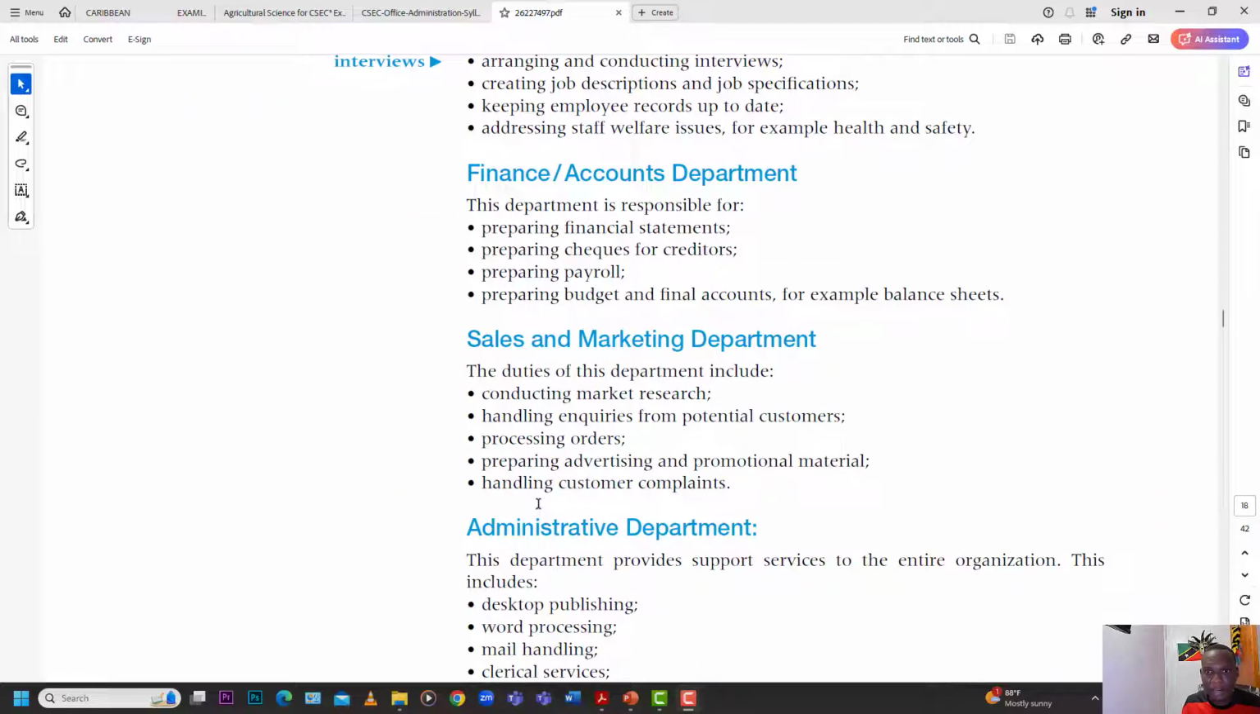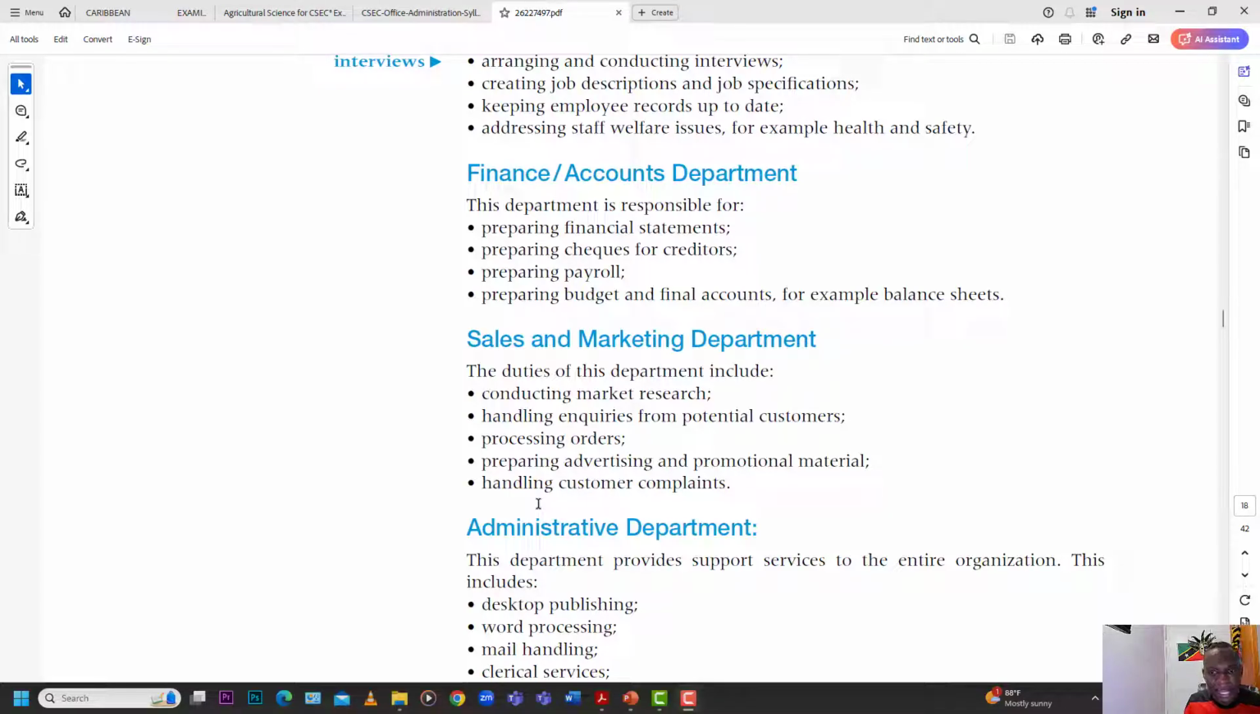Finance, accounting department. This department is responsible for preparing financial records, financial statements, preparing checks for creditors, organizing payroll, preparing budget and final accounts, for example, balance sheet. So I think you can just see by the name what they are responsible for, right? Preparing financial statements, preparing checks for creditors, preparing payroll, preparing budget and final accounts. So of course, the financial department will tell you how we're earning the money, how we're spending the money, how much money we have left, and stuff like that.